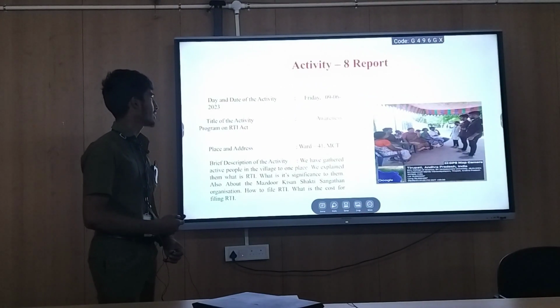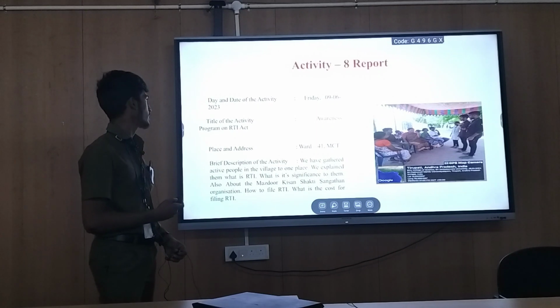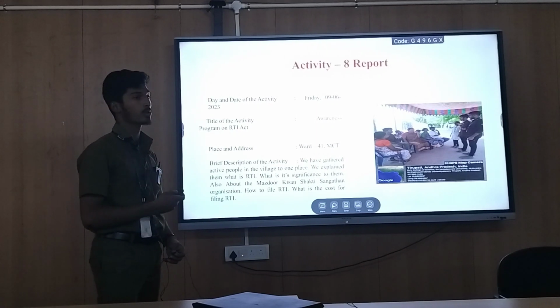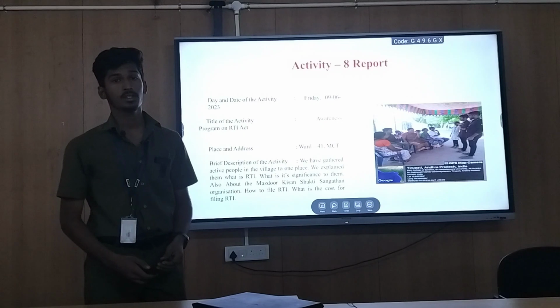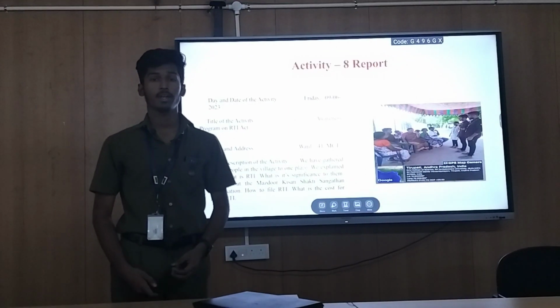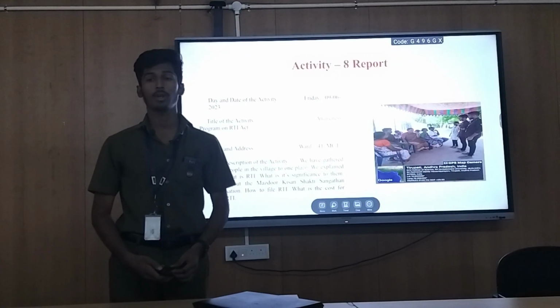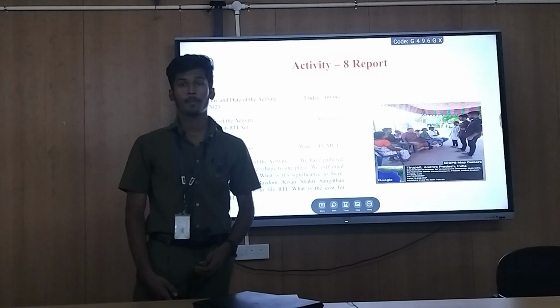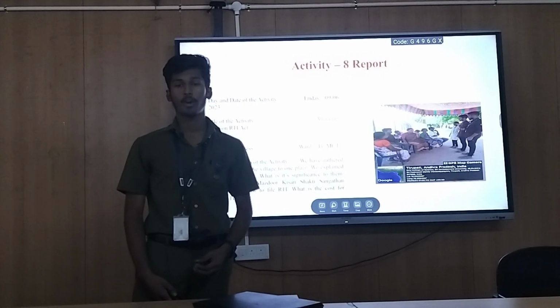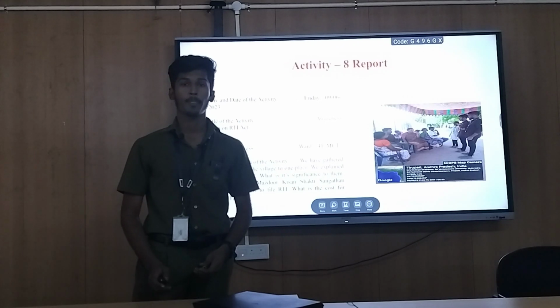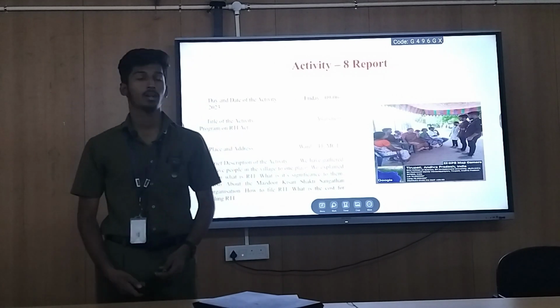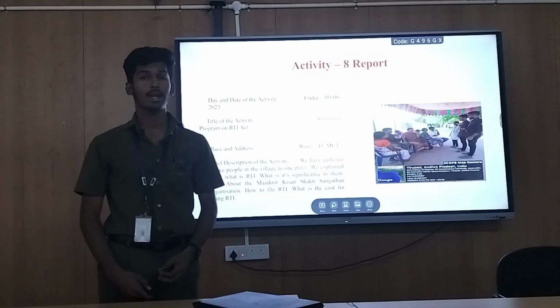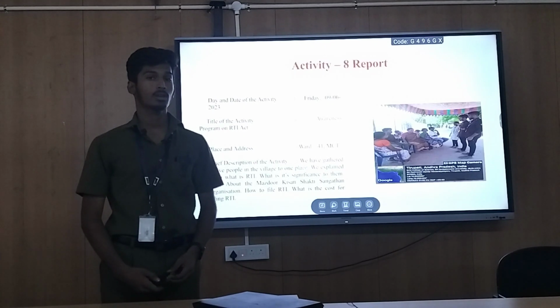Activity 8 report. We did this activity on 9th June 2023. The title of the activity is Awareness Program on RTI Act. We did this activity by gathering some people at one place and told them what RTI means, which organization was involved in fighting to take RTI from an idea to an Act, and also how to file an RTI and what the cost of an RTI is.